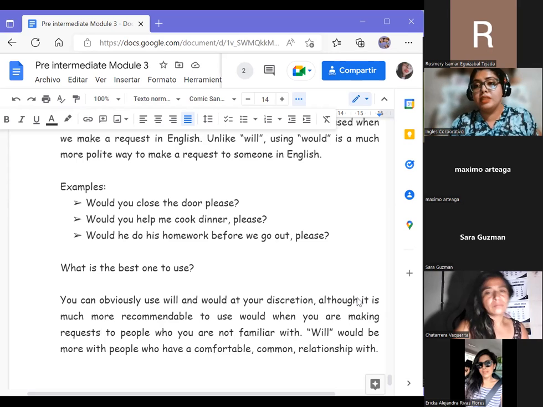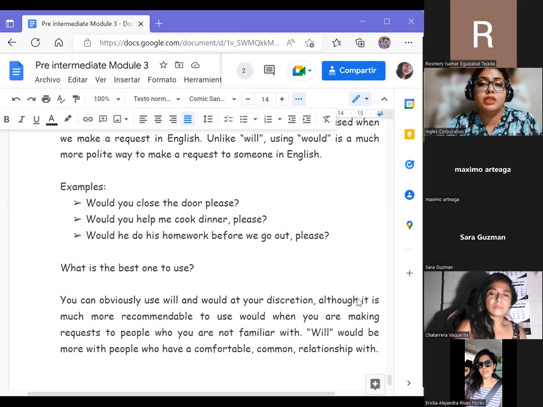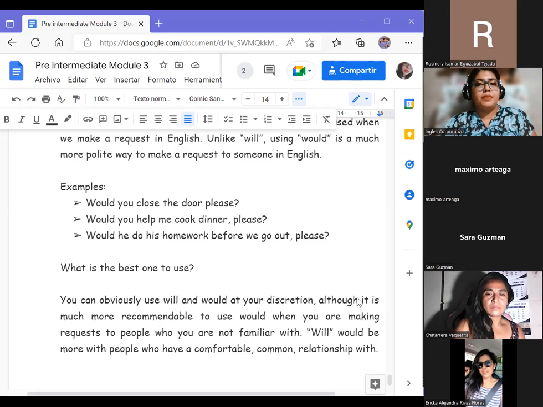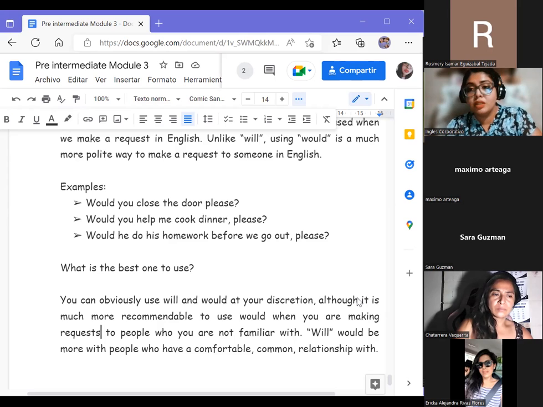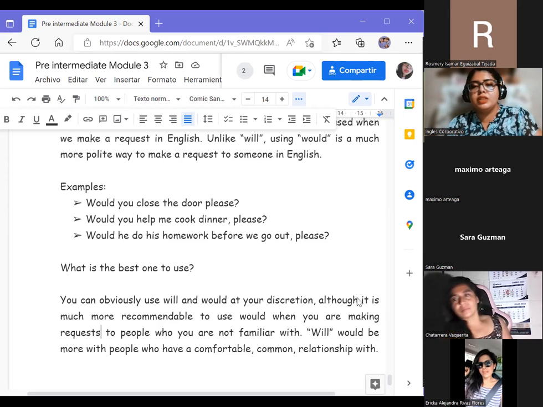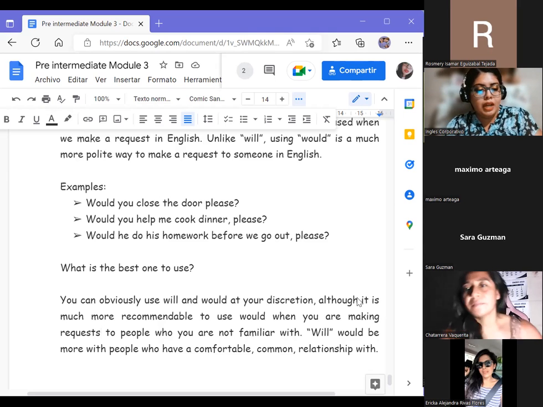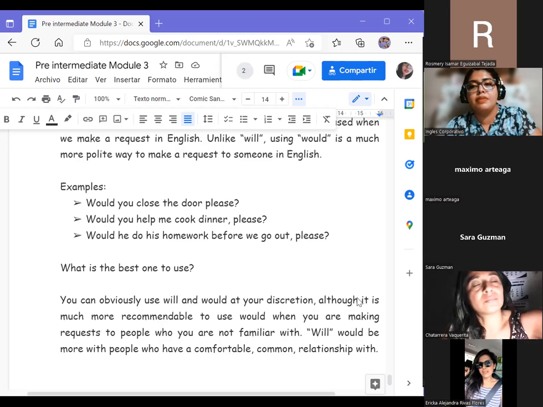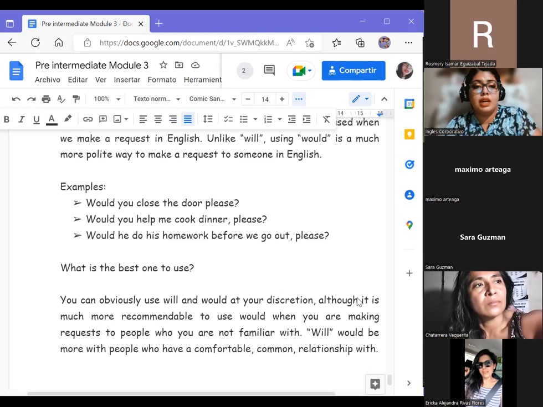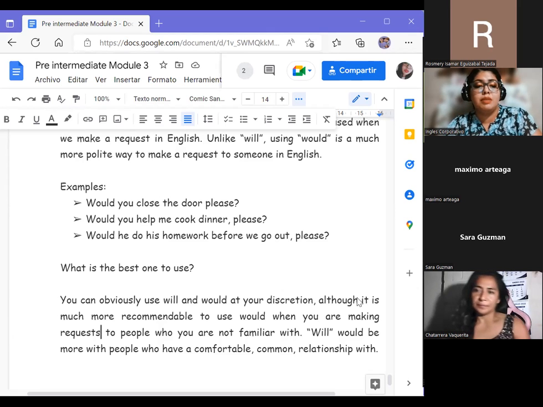"Will" and "would" for making requests are very simple to understand, because we have two options. That is the best way to say it. We have two options to use these kinds of words when we are making requests. And that's very, very simple. You can see that we have some questions that you can make without a specific structure, but you can see that you have the auxiliary at the beginning, then the subject, then the verb, and then the complement. That is a very, very simple structure.